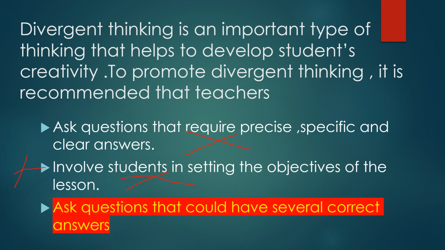If you look at this option, ask questions that could have several correct answers. This fits the definition of divergent thinking because it's a thought process or method used to generate creative ideas by exploring many possible solutions. So many possible solutions, several correct answers. You recall your definition while doing such questions, and it fits the definition. So this is your right answer.